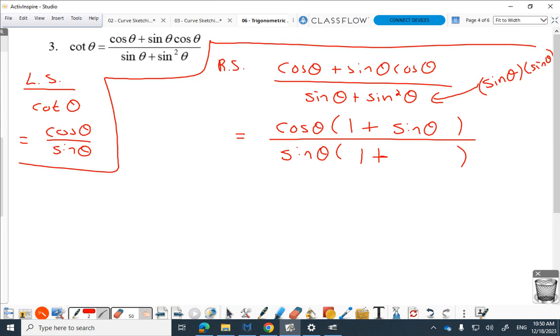Now I got a question. Why wouldn't it just be sine? Like, why are we adding a 1? Because there's 2 terms in the numerator. So common factoring means there'll be 2 terms in the brackets. Oh, okay. Then we're just done, right?